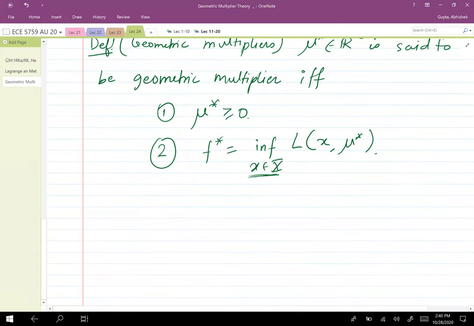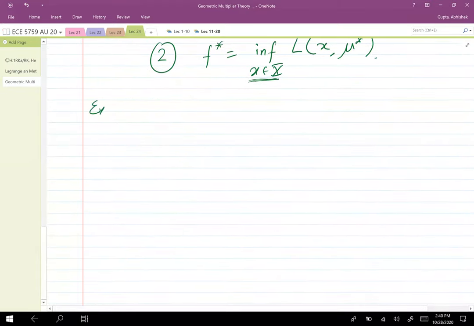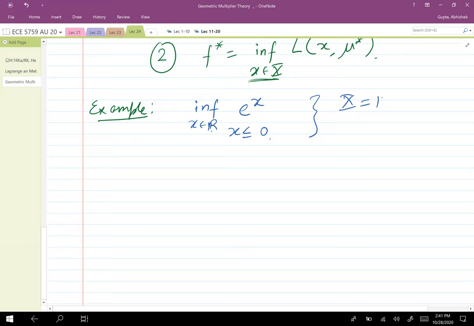Okay, let's look at an example. I want to minimize e raised to x such that x is less than or equal to 0. x is in R. So let me define the set. So capital X is the set of real line. g of x is equal to x. f of x is equal to e raised to x.